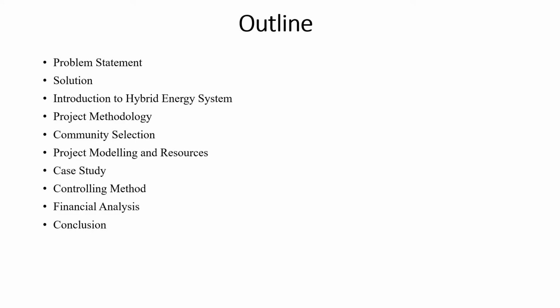So, these are the outlines of the project. As you can see, first we will start with the problem statement, followed by the solution, introduction to the hybrid energy system, project methodology, community selection, project modeling and resources, case study, controlling method, financial analysis, and finally the conclusion.